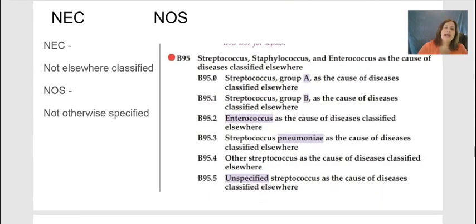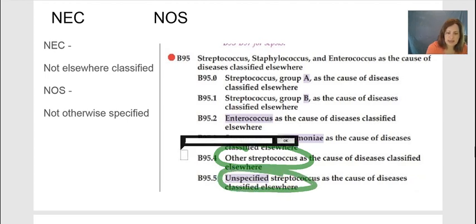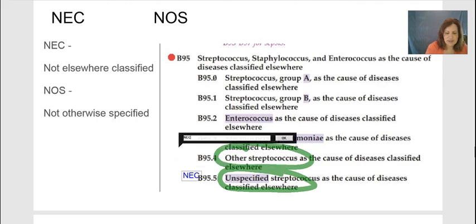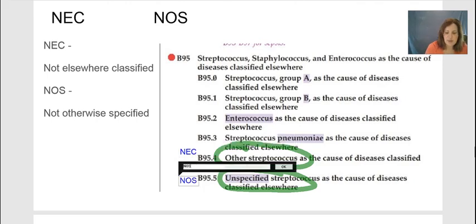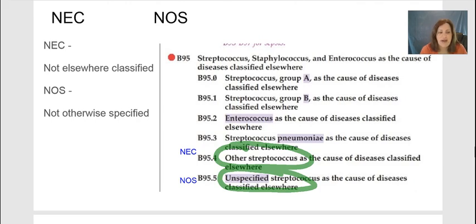Okay. NEC and NOS. You sometimes see them using those abbreviations in your book, and then sometimes you will see them saying other and unspecified. So other is your NEC and unspecified is your NOS, not otherwise specified, not elsewhere classified. Let me explain the difference between these two abbreviations because they are not the same thing.